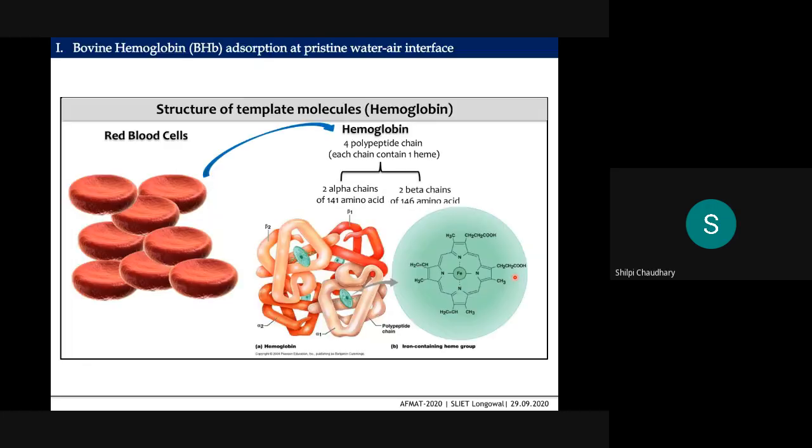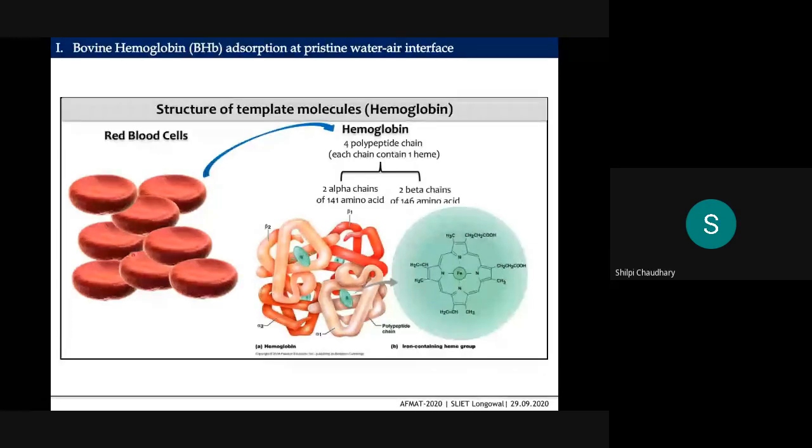Anyway, now let me come to the first project I'm going to present as an example of how we can probe the adsorption of bovine hemoglobin at the pristine air-water interface. I was talking about bovine hemoglobin, which we selected as a model protein molecule to probe its molecular structure and interaction dynamics upon adsorption and its influence on water structure at the air-water interface. These are the red blood cells here. I'm sure most of the participants might be familiar.